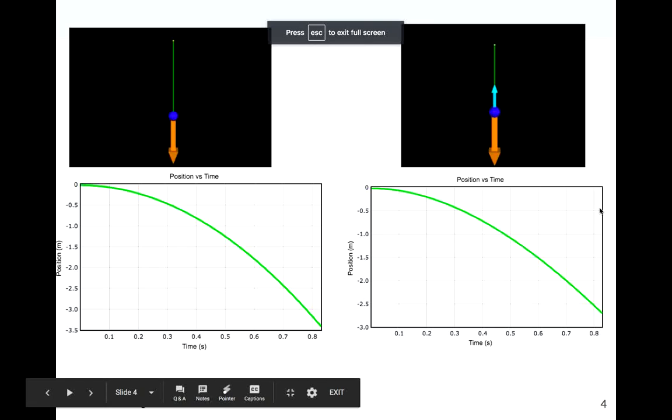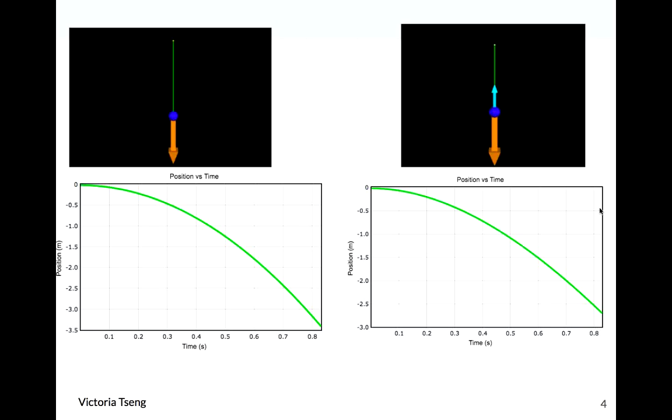On the left, we see the result of our code considering only gravity, and on the right we see the results of both gravity and drag force. Since there is no air resistance on the left, the gravity model estimates that the final position will be about negative 3.4 meters, whereas our model on the right much more closely reflects our real-world data.